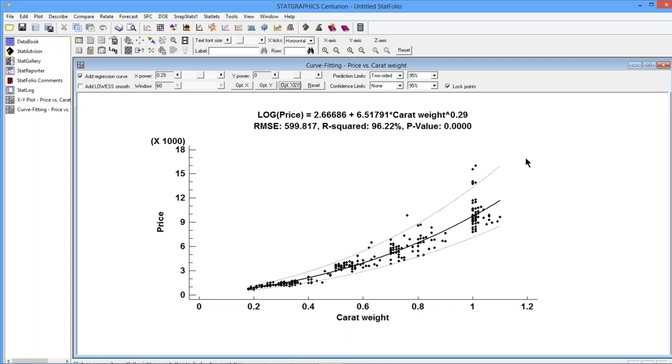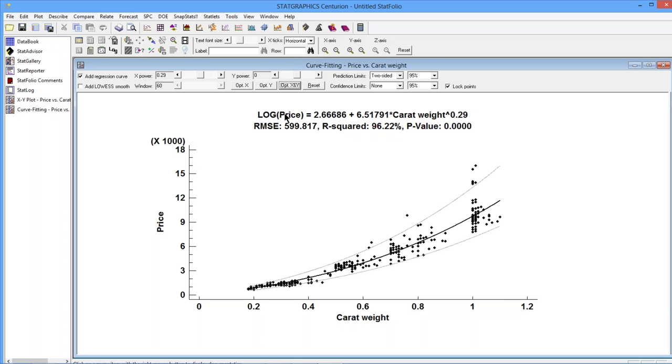And what it did when I pushed that button is it applied the Box-Cox procedure to find a good transformation of both Y and X, which would give the best fit to this particular data. And you can see at the top that the model it came up with is log of price equals a constant plus a slope times carat weight raised to the 0.29 power. And I was actually very pleased when I saw that happen for the first time as I was preparing the webinar. The fact that the best transformation for price is a log is not at all surprising. It basically says that the percentage change in price is related to the weight rather than the absolute price.